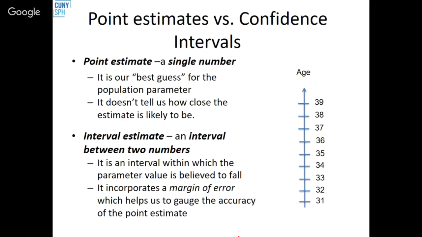And that's where these estimates of confidence intervals come in. In addition to that point estimate, we're going to estimate an interval where we think that the true mean lies. And that incorporates what's called a margin of error that will help us gauge the accuracy around that point estimate.